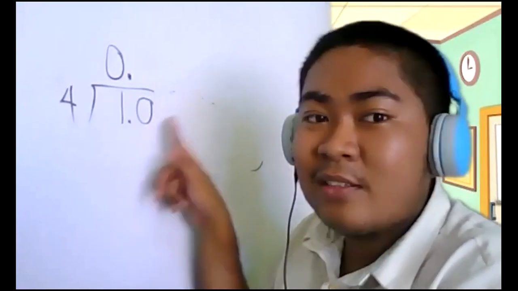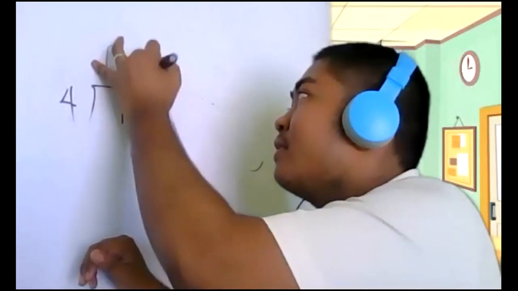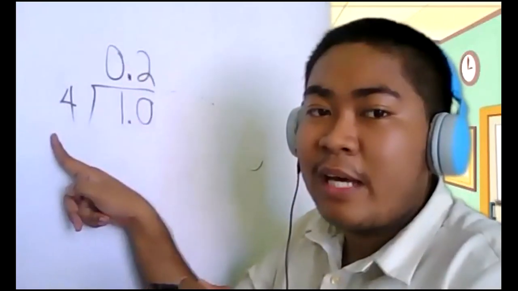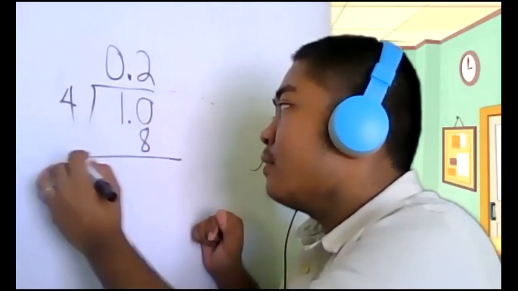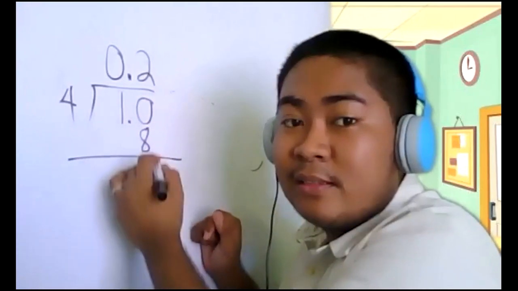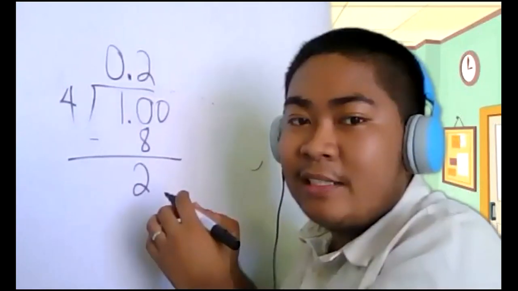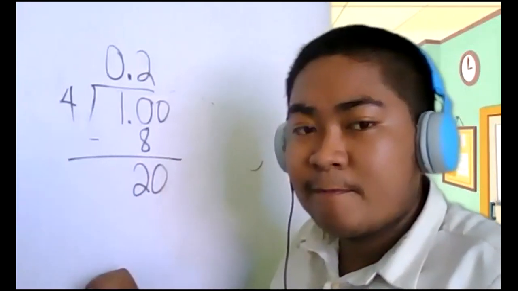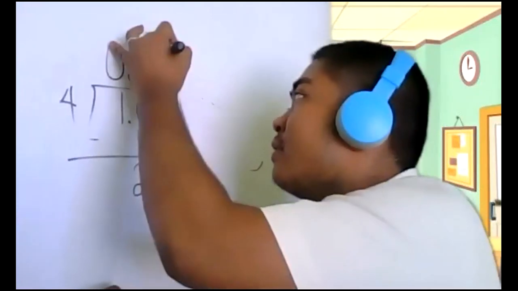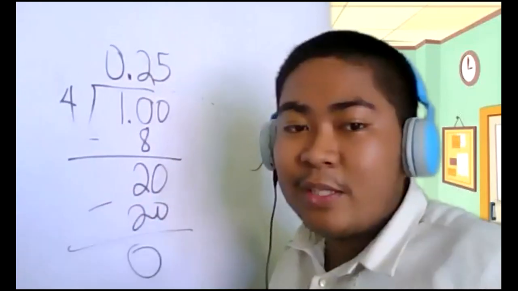So it becomes 10. 10 divided by 4 is 2. 2 times 4 will be 8. So 10 minus 8 is 2. Add another 0, so it becomes 20. 20 divided by 4 is 5. 5 times 4 is 20. Subtract, and it becomes 0.